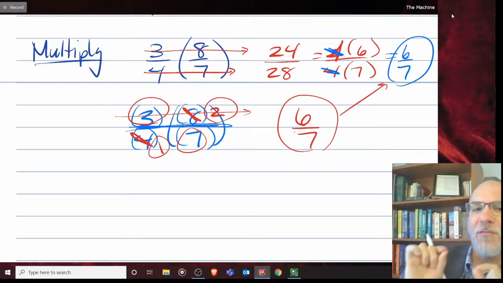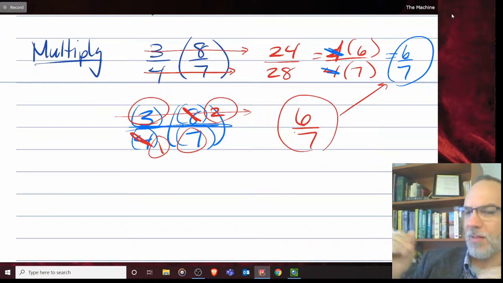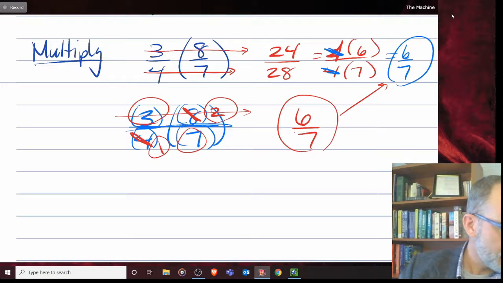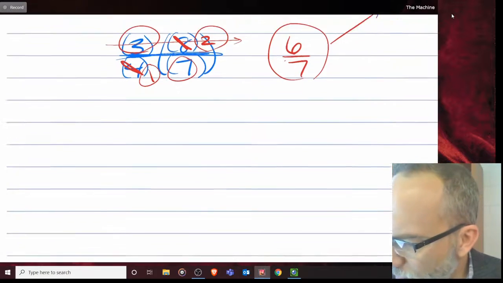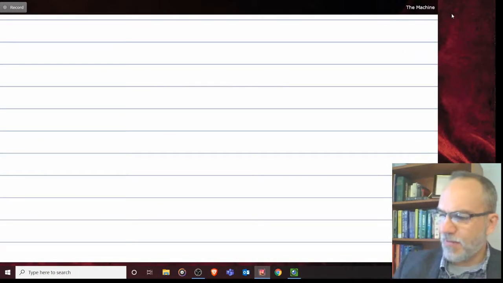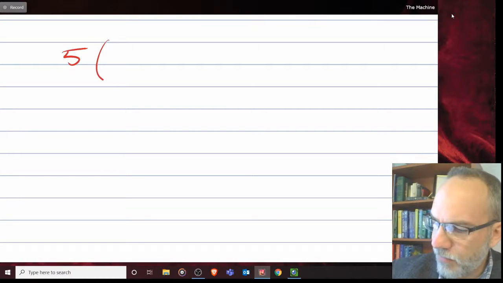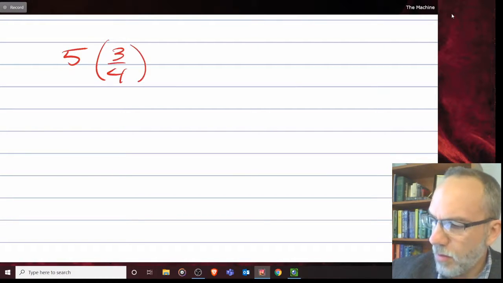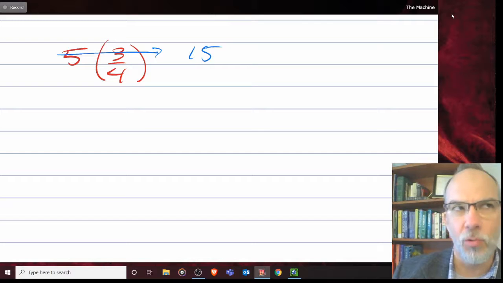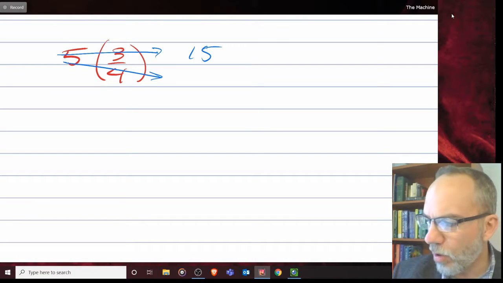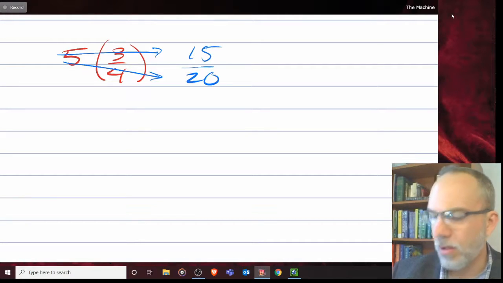So you have to factor everything first and then cancel common factors before you multiply, and then multiply afterwards. Now let's talk about 2 things that are a bit of a problem that I've seen recently. One is multiplying a whole number by a fraction, 5 times 3/4. I've seen students do this. They will take the 5 times the 3 and call it 15, and then for some crazy wrong reason, they do the 5 times the 4 also, and they call that 20.